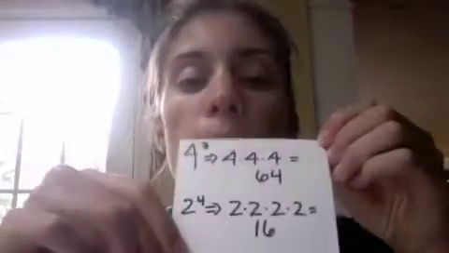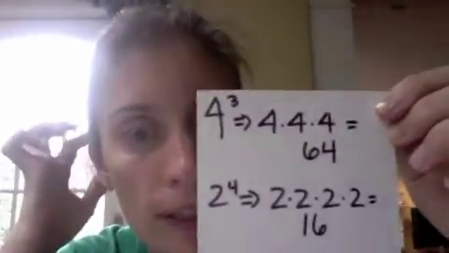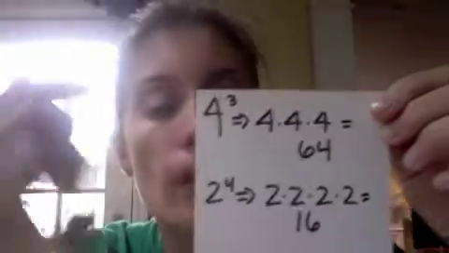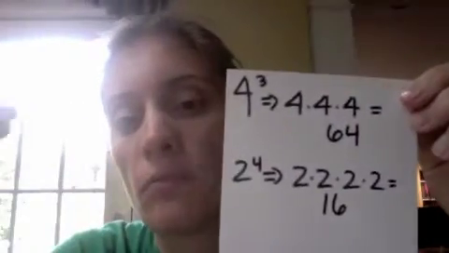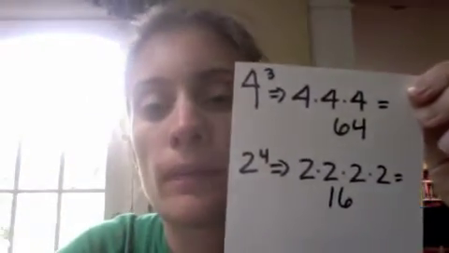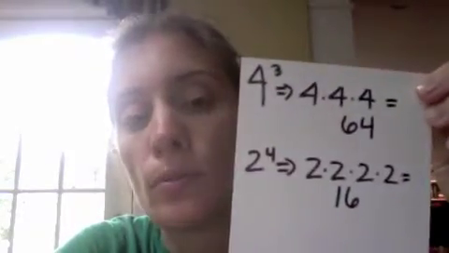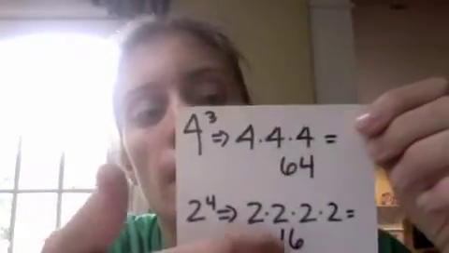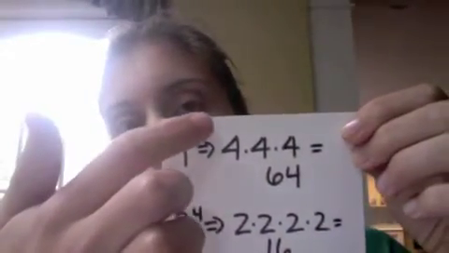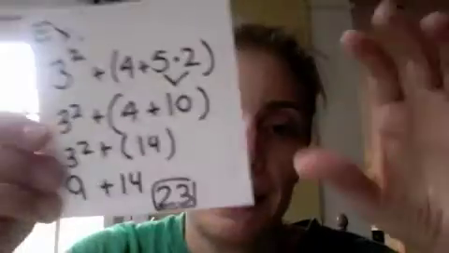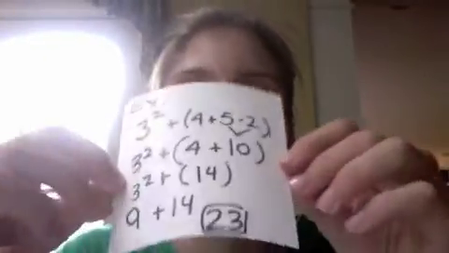So here's my exponent, right? I have 4 to the 3rd power. You see the little superscript 3. It's called an exponent. And 4 to the 3rd power means 4 times 4 times 4, 3 times, which is 64. 2 to the 4th is 2 times 2 times 2 times 2, so it's 2 multiplied by itself 4 times. And when you simplify that, you get 16. So this is your base. That's your exponent.